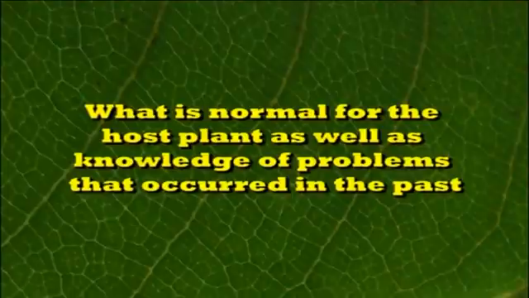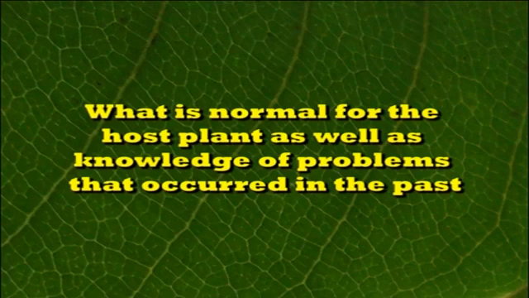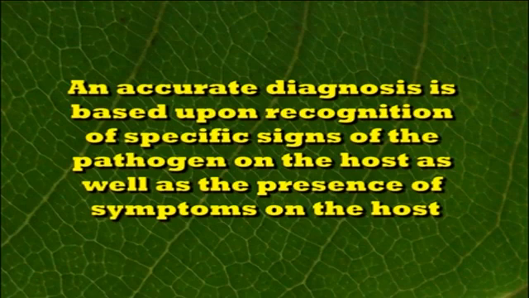We shall move into the third aspect, disease diagnosis. Diagnosis requires knowledge of what is normal for the host plant as well as knowledge of problems that occurred in the past. Accurate diagnosis is critical for deciding if a disease is present and if effective control measures are available or justified. An accurate diagnosis is based upon recognition of specific signs of the pathogen on the host as well as the presence of symptoms on the host.